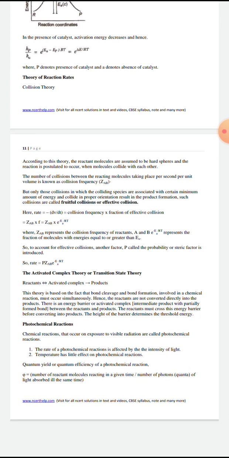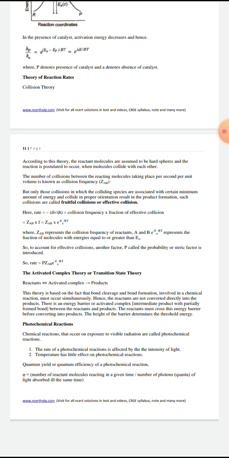Next is the activated complex theory or transition state theory. Reactants form an activated complex that gives products, and this theory is based on the fact that bond cleavage and bond formation involved in a chemical reaction must occur simultaneously. Hence, the reactants are not converted directly into the products. There is an energy barrier or activated complex between reactants and products, and the reactants must cross this energy barrier before converting into products.